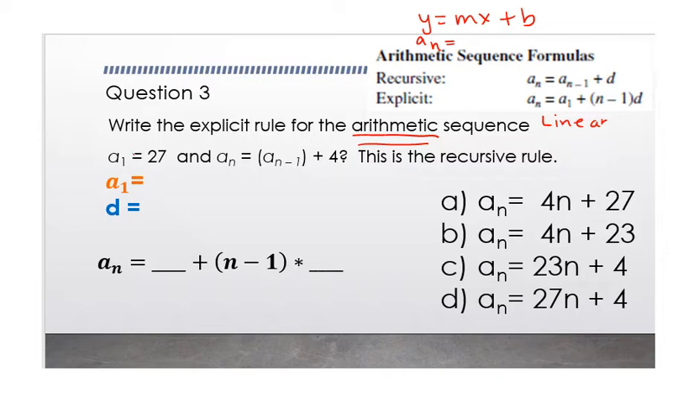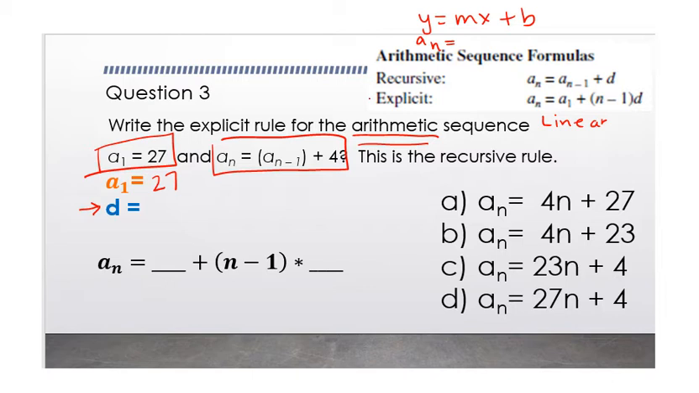Now, in this case, they give me the a sub 1 term, the first term, and then they give me the recursive rule for that sequence. So I already know what a sub 1 is. It's 27. They've identified it for me. And then I need to know the common difference. I need to know my slope for my sequence.